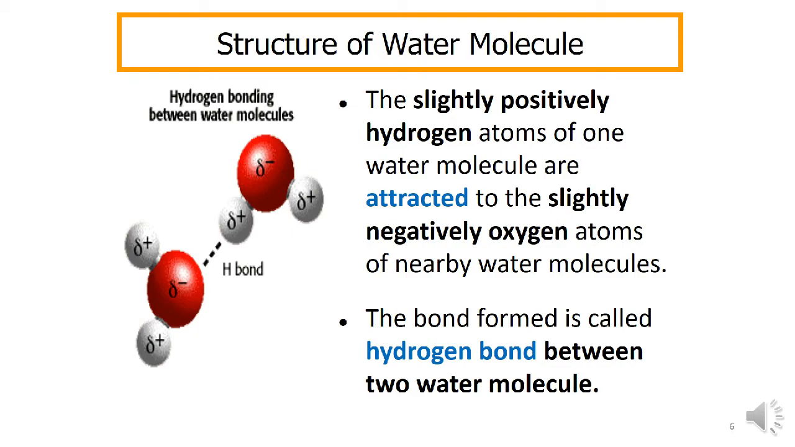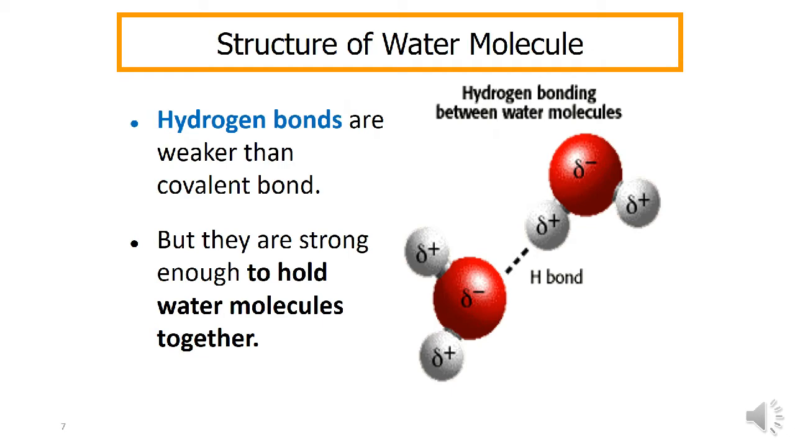The oxygen with delta negative will be attracted to the delta positive at the hydrogen atom of another water molecule, and they will form one particular bond which we call the hydrogen bond. So the hydrogen bond forms between these two water molecules. Hydrogen bonds are much weaker in comparison with the polar covalent bond, but they are strong enough to hold the water molecules together.